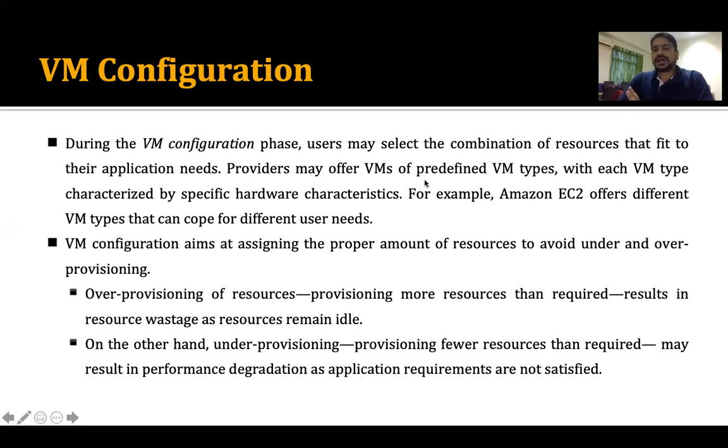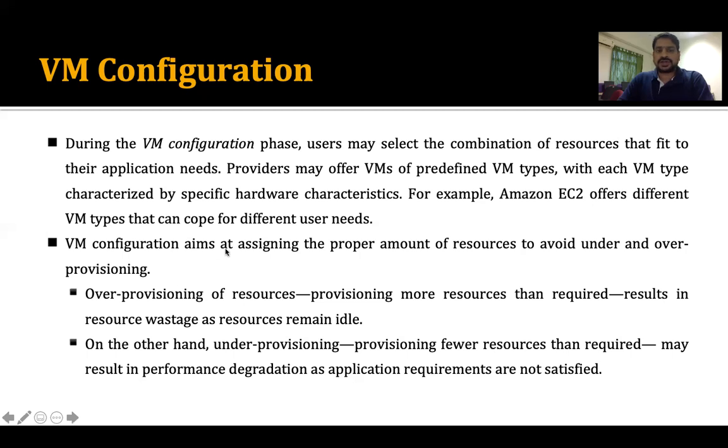Some providers will have predefined virtual machine types with specific hardware characteristics. For example, Amazon EC2 offers different virtual machine types that can cope with different user needs. We have already seen in Amazon EC2 how a predefined virtual machine has been given. We just have to select the type which we require.